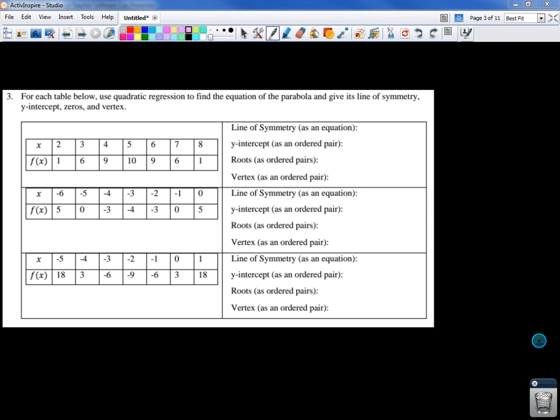Problem 3 says for each table below, use quadratic regression to find the equation of the parabola and give its line of symmetry, y-intercept, zeros, and vertex. So in order to use quadratic regression, I have to take the information that's given to us in the table. I'm going to take this numerical data and plug it into my calculator.